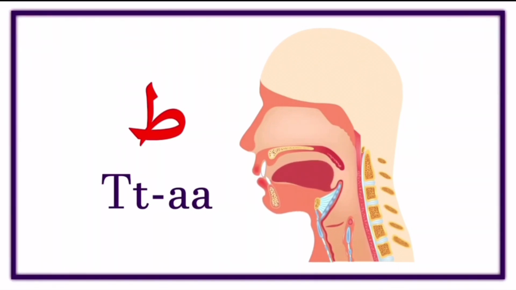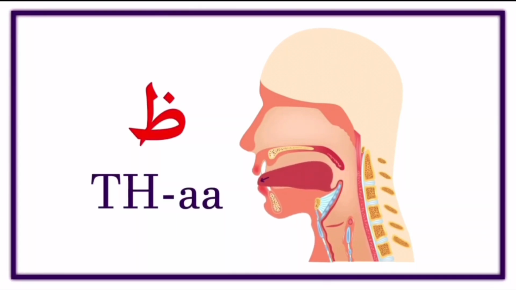The sound of to is very close to the sound of ta in Arabic and t in English. Try to say ta. You raise the tip of the tongue up. Ta. In to, you raise all of the tongue up. To, to, to.